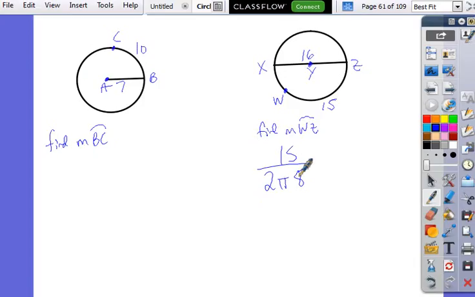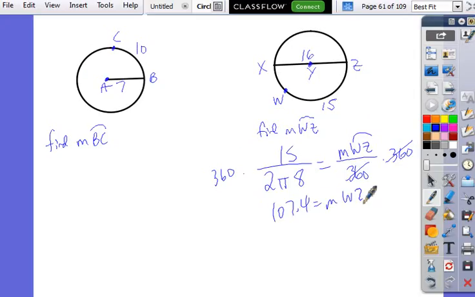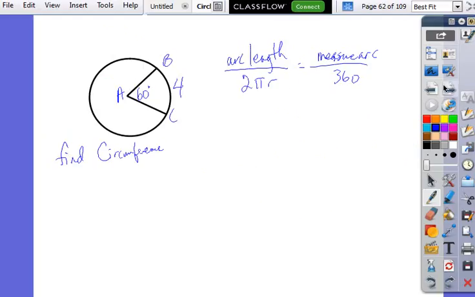All right, so there's my 15 over 2 pi 8. The degree, that's what I'm looking for. Always goes over 360. Do my cross multiplying. Those cancel again. 360 times all of that. 107.4. Any questions on those? It's just a formula, that's all. You just gotta remember the formula.